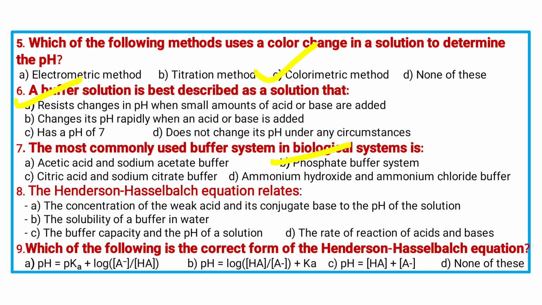Next, the Henderson-Hasselbalch equation relates: option A, the concentration of a weak acid and its conjugate base to the pH of the solution; B, the solubility of the buffer in water; C, the buffer capacity and the pH of the solution; D, the rate of reactions of acids and bases. A is correct. You have to remember that the Henderson-Hasselbalch equation relates the concentration of weak acid and conjugate base to the pH of the solution.